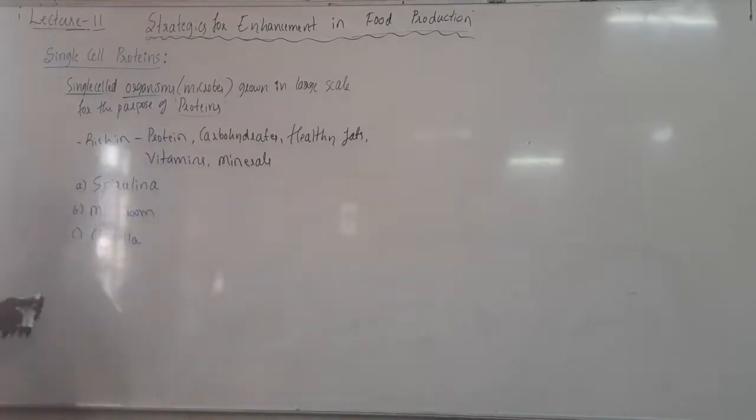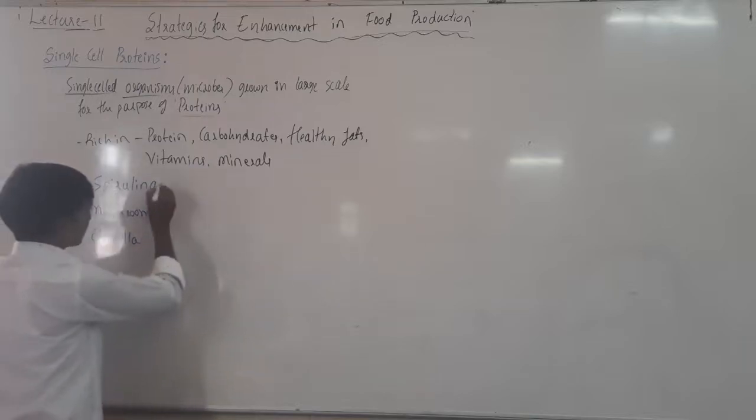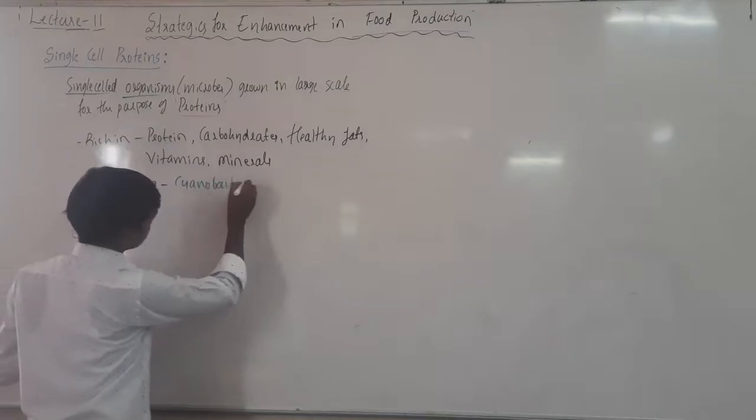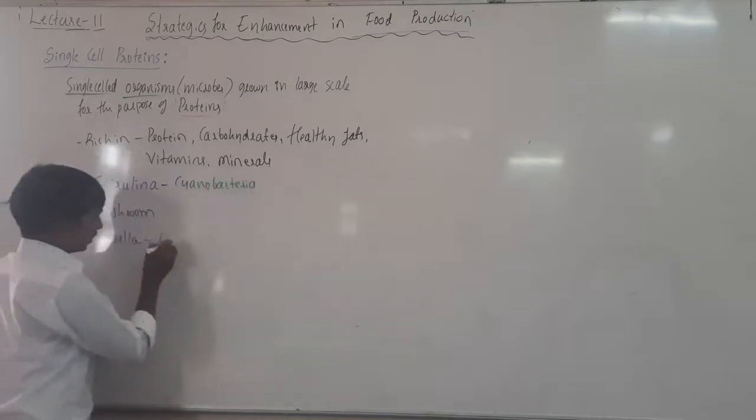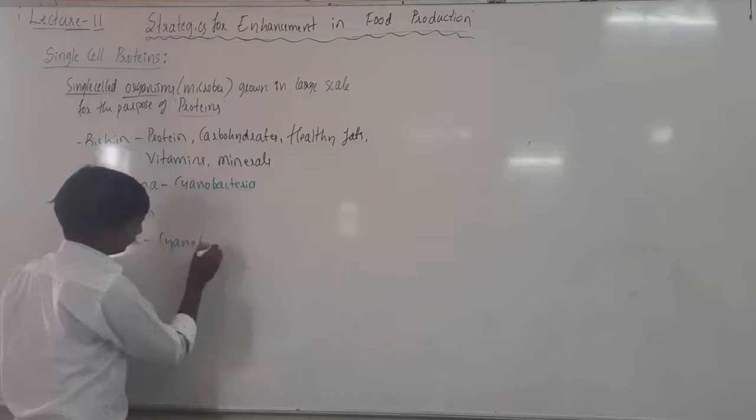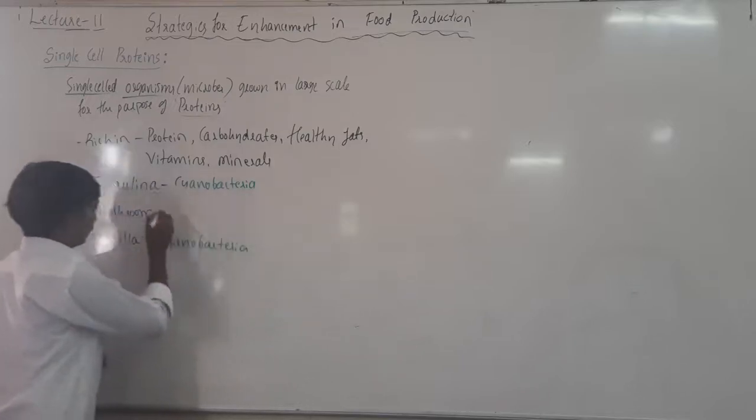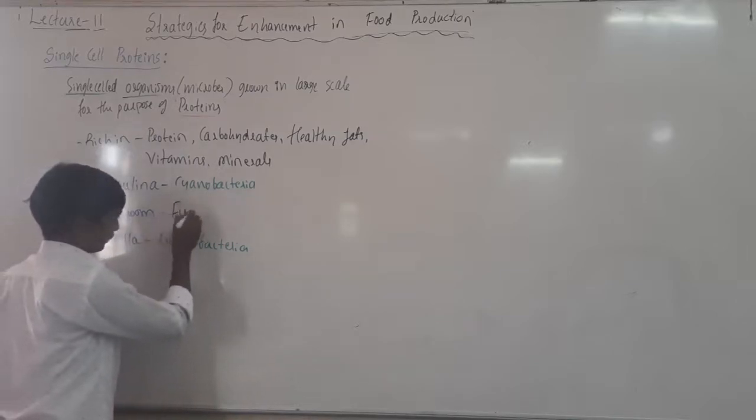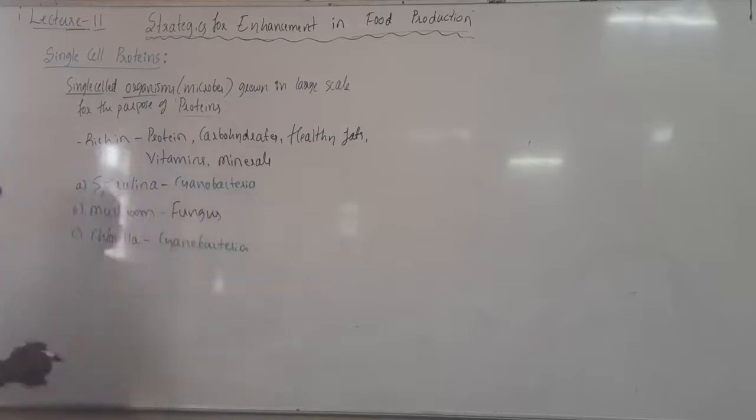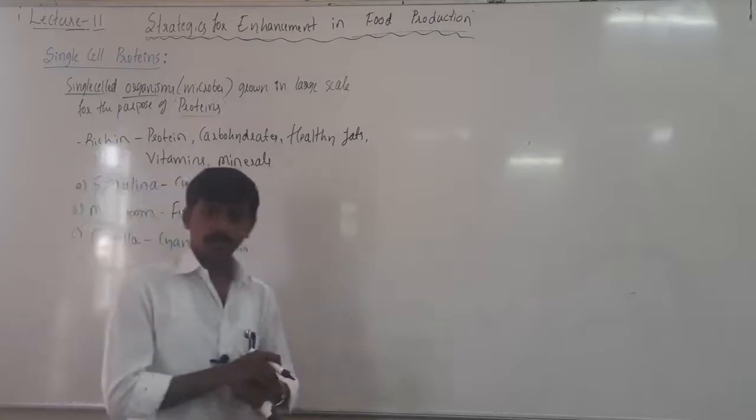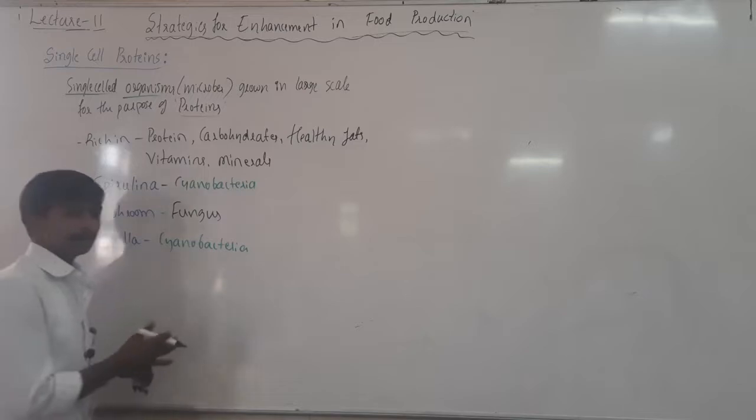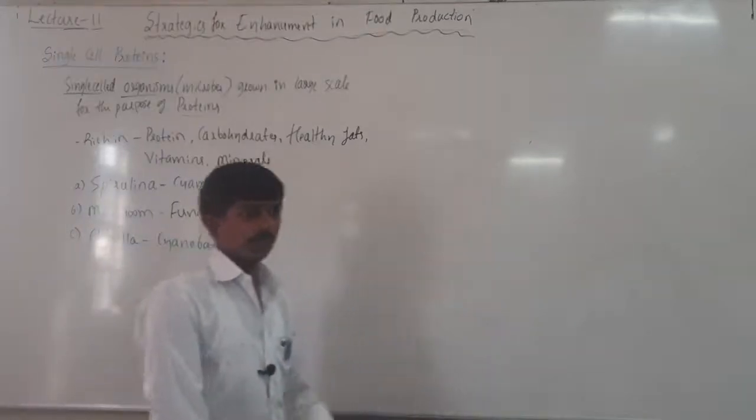Here Spirulina is a cyanobacteria. Chlorella is also a cyanobacteria, and mushroom is one of the basidiomycetes fungus. So all these are grown as a supplement of protein and many more nutrients or minerals. We shall see one by one how they are being used in the production of food.